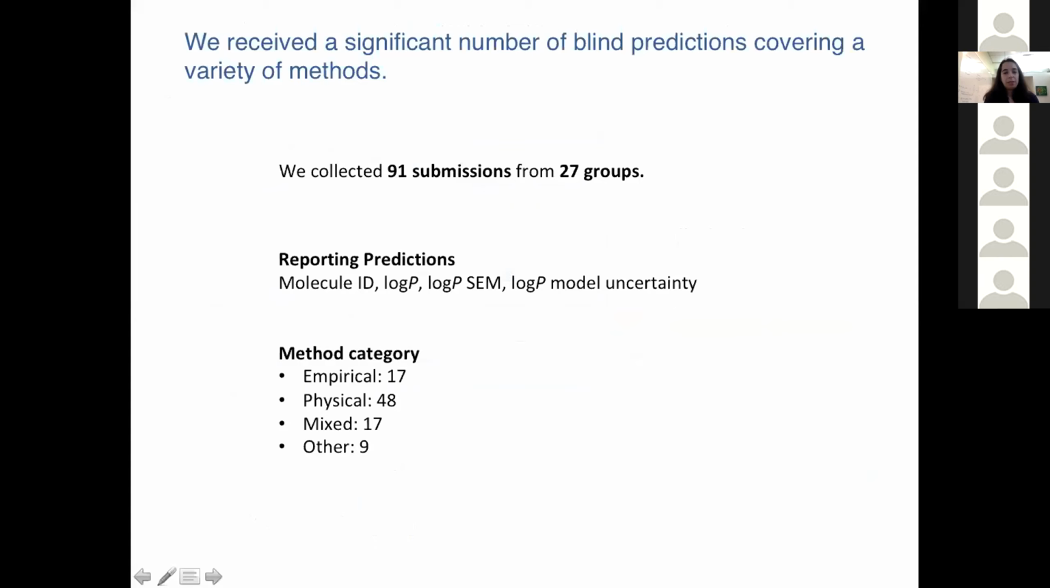After the blind prediction phase of this challenge is over, we received a significant number of blind predictions covering a variety of methods. We collected 91 blind submissions from 27 groups, and these are from different method categories: 17 from empirical, 48 from physical methods, 17 mixed methods, and 9 methods that categorize themselves as other.